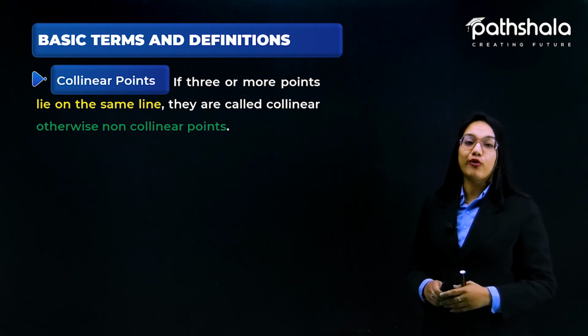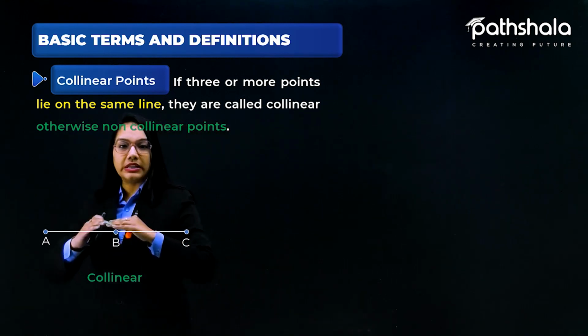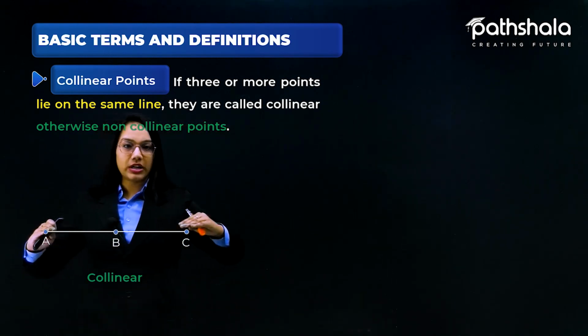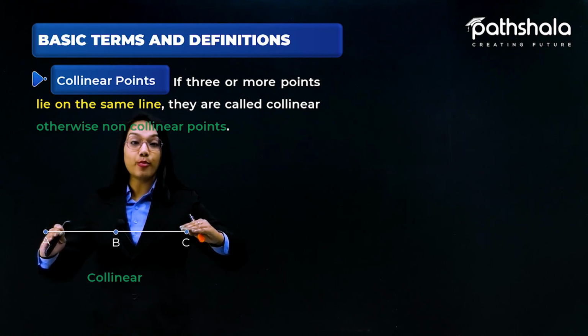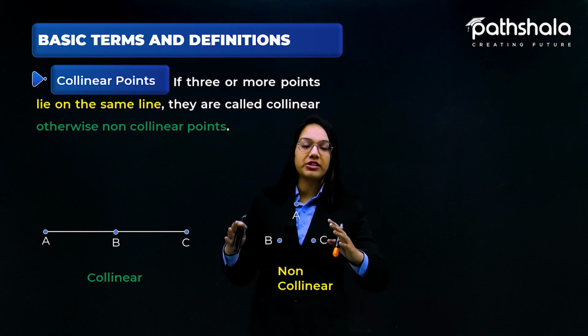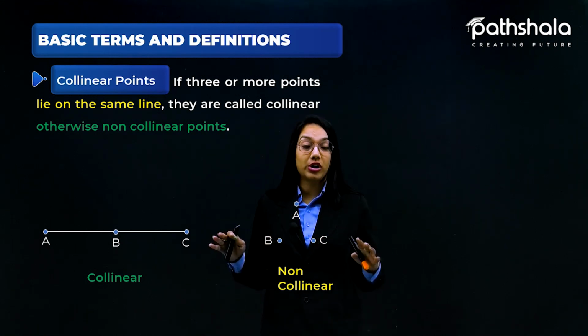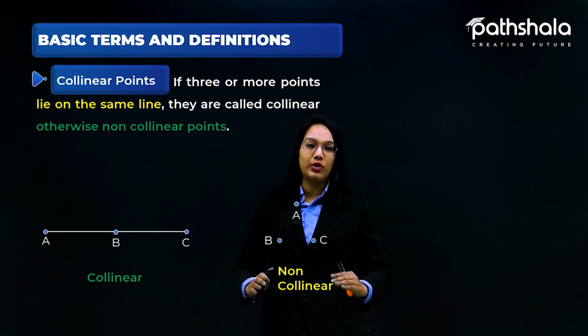Let's see an example of collinear points. First, if I talk about these three points, you can see these three points are lying on the same straight line. That's why they are called collinear points. And if I take an example of these three points, you can see they are not lying on the same straight line. That's why they are called non-collinear points.